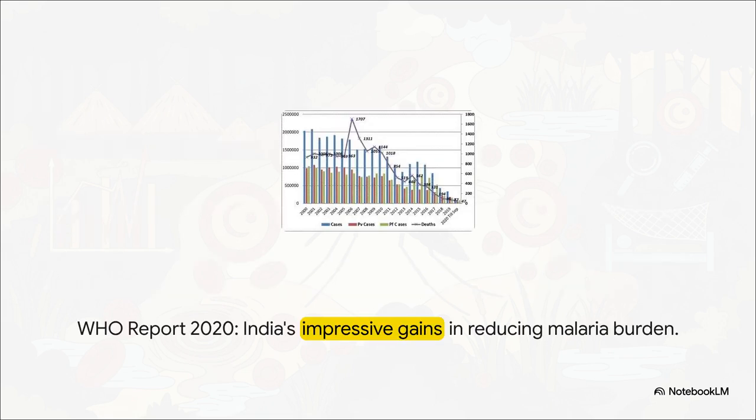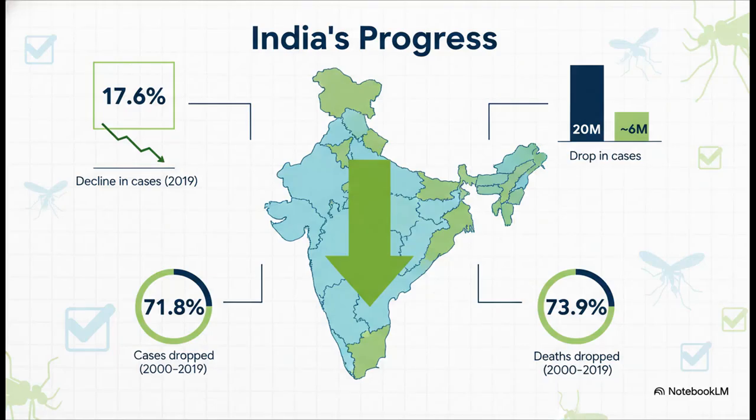The WHO World Malaria Report 2020 indicates that India continues to make impressive gains in the reduction of its malaria burden. India is the only high endemic country which has reported a decline of 17.6% in 2019 over 2018. India has sustained an annual parasitic incidence, or API, of less than 1 since 2012.